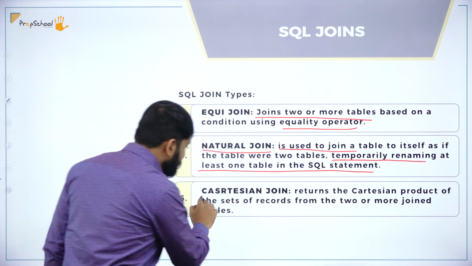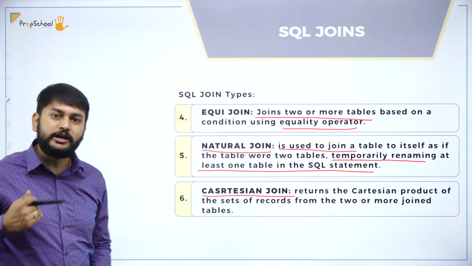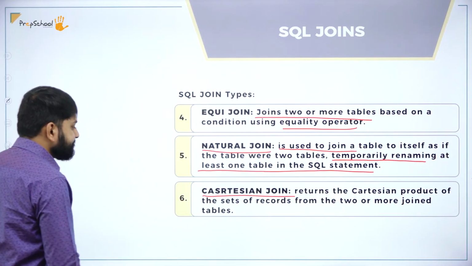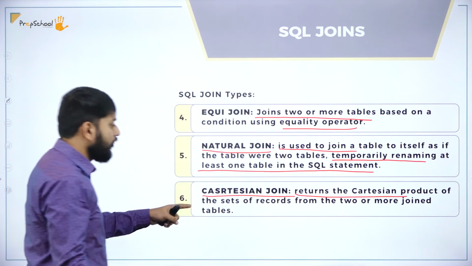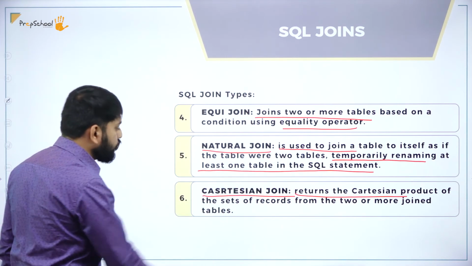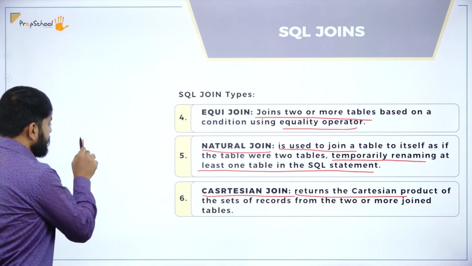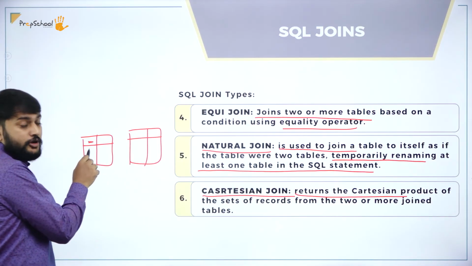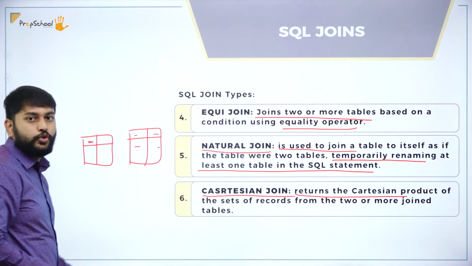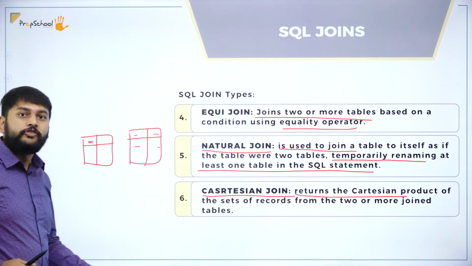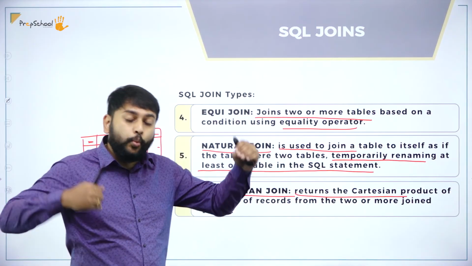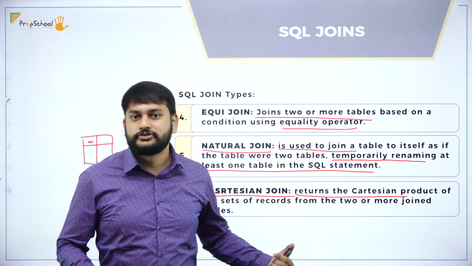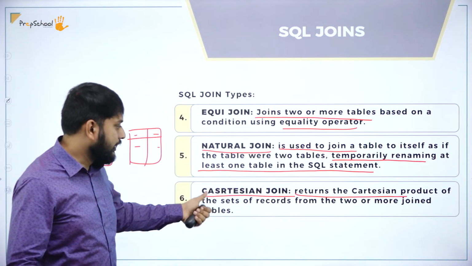The last one that we have is the Cartesian product. In a Cartesian product, you multiply each value of one table with each value of the other table. So, guys, it returns the Cartesian product of the set of records from two or more joined tables. What exactly does Cartesian product mean? Imagine I have a table. Whatever value I have here will be multiplied with each value of the other table. Whatever the resultant is, that is the outcome of the Cartesian product. That's what you have to remember. That will be the result after performing the Cartesian join.